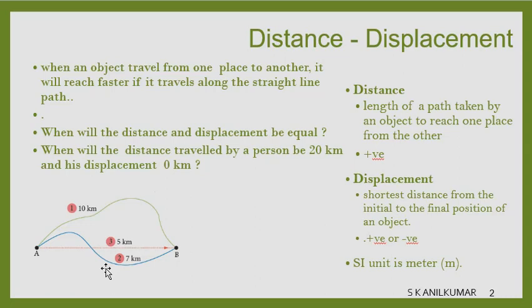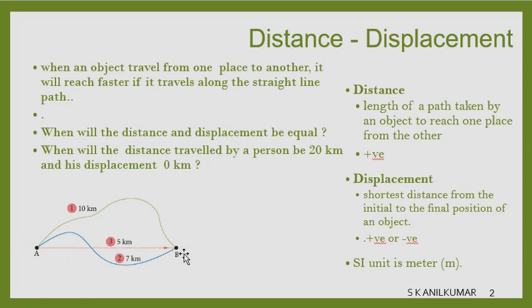How long did you travel? How many kilometers did you travel? If somebody asks, you cannot say I traveled minus 5 kilometers. But if you ask what is the displacement between A and B, then you can say it is minus 5 kilometers. What is the SI unit? The SI unit is meter.